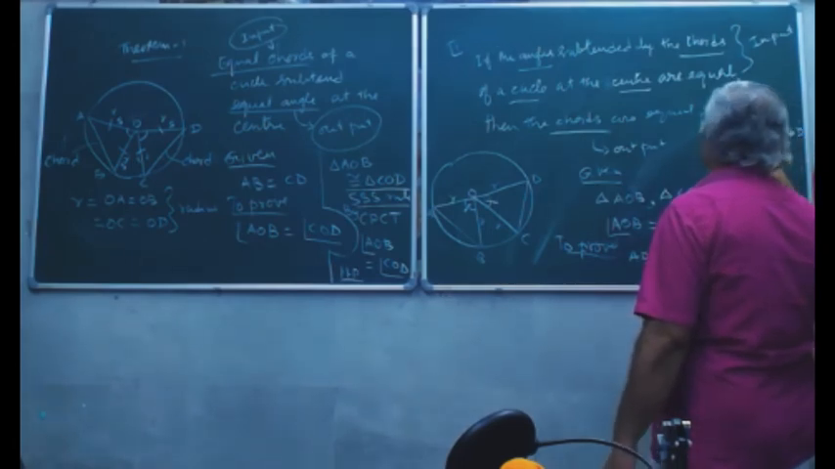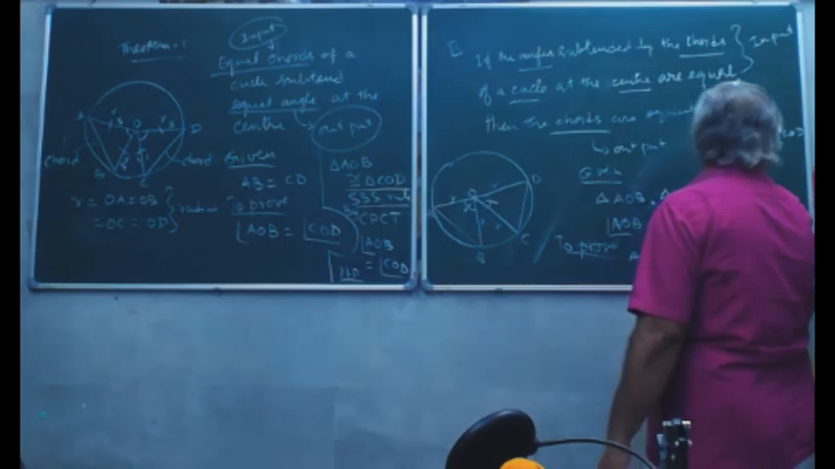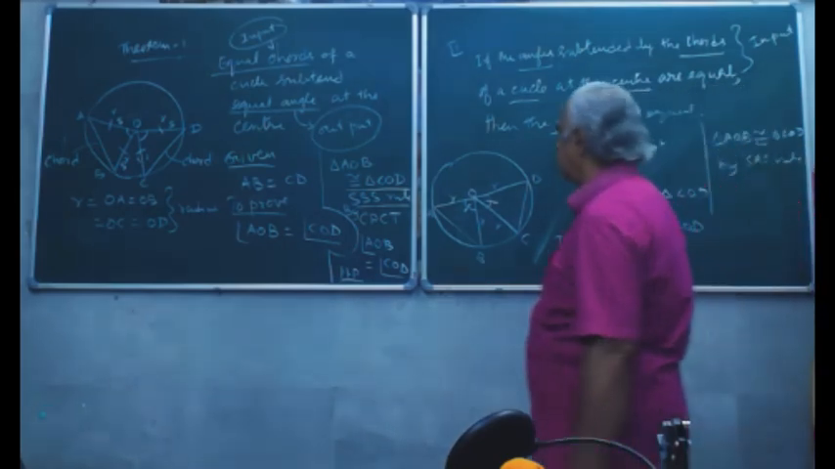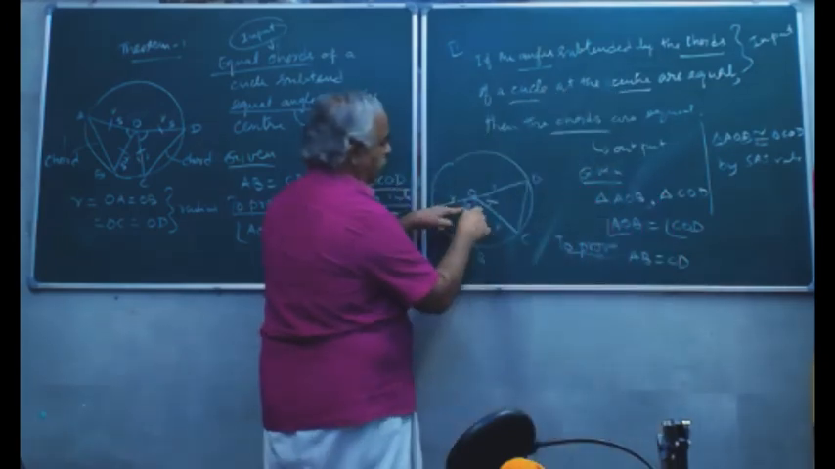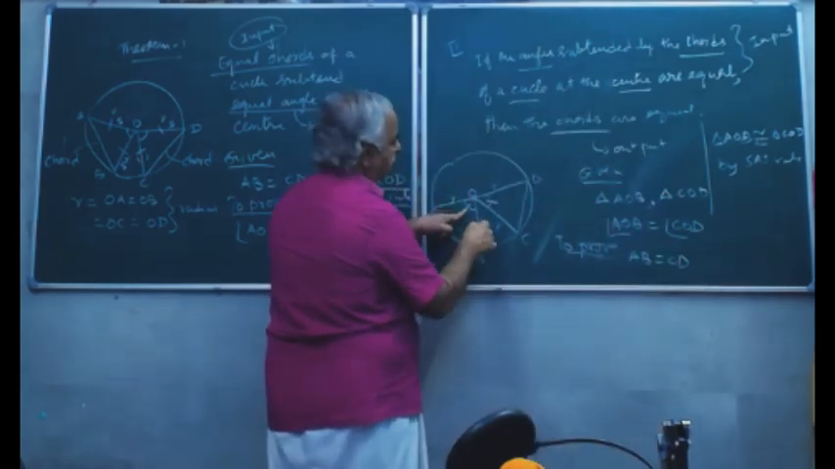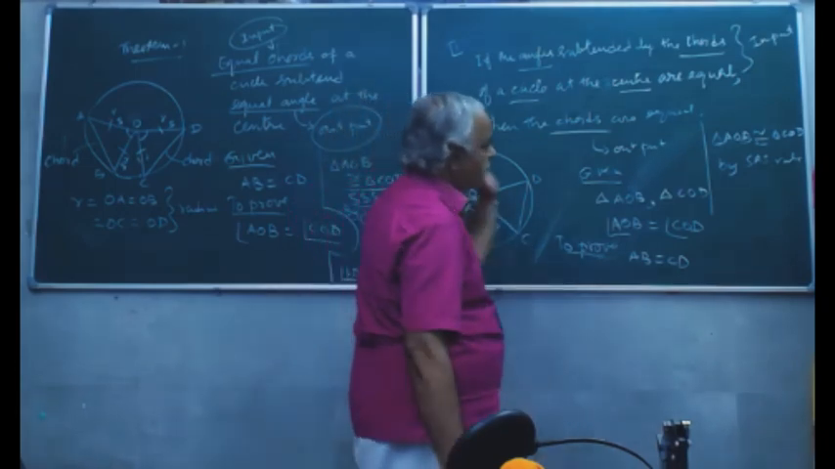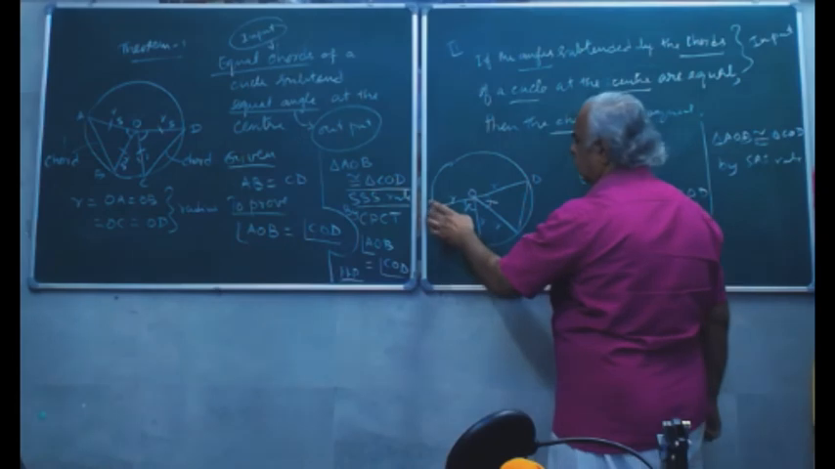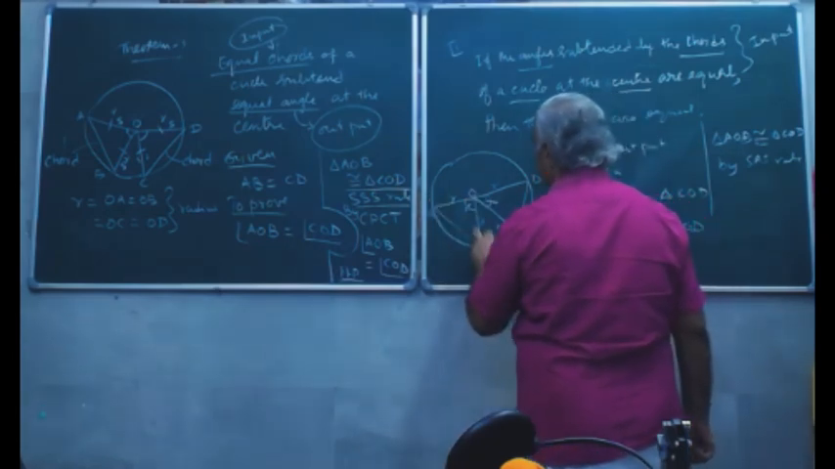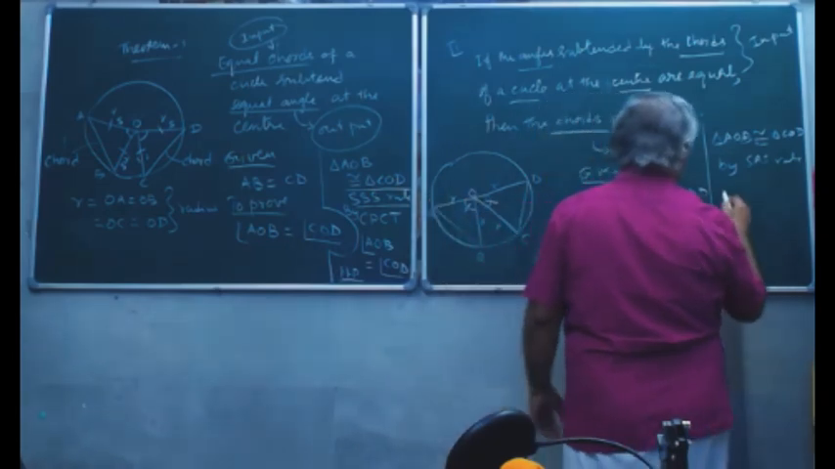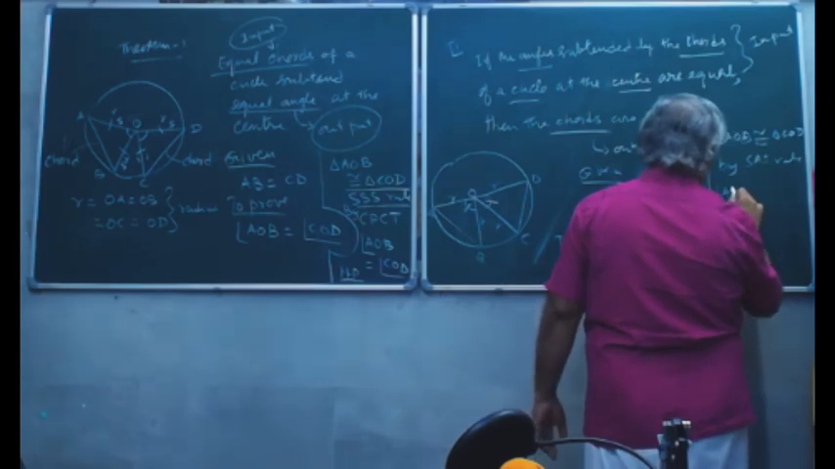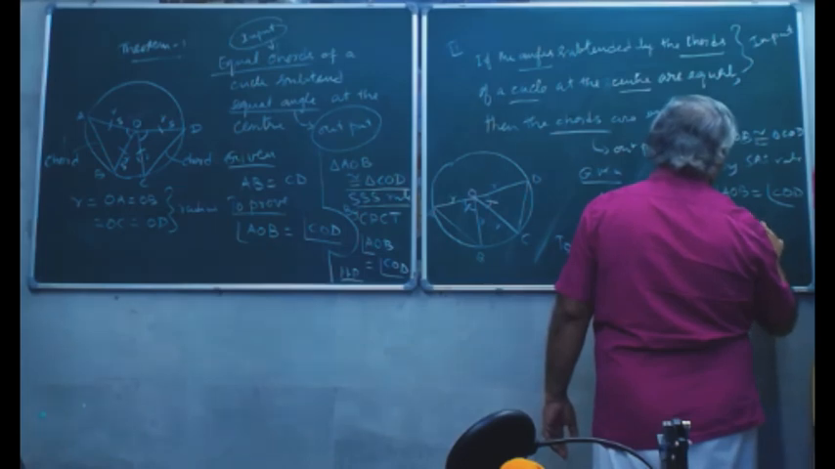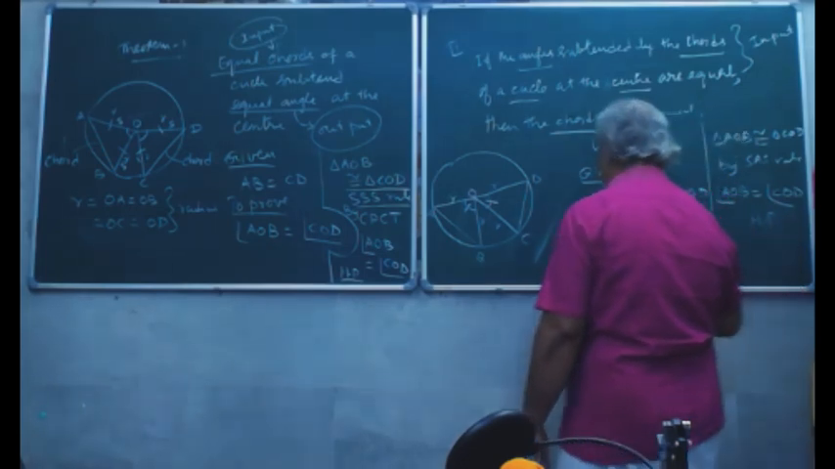Why? Because by the SAS rule. Side, side, and the included angle. So as they are equal, the corresponding angles should be equal. So which are the corresponding angles here? AOB is the corresponding angle to COD and they must be equal. Hence AOB is equal to COD. That is the proof. Okay?